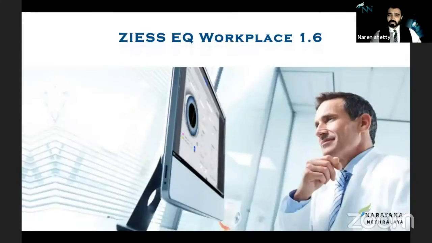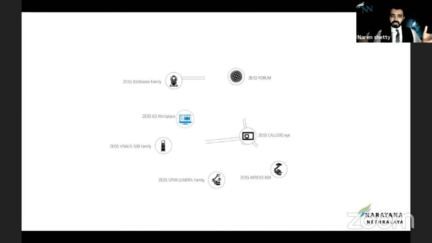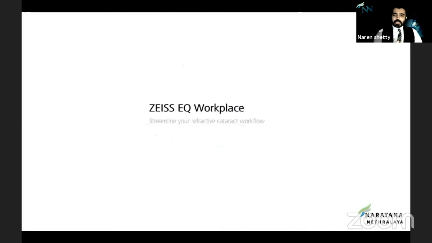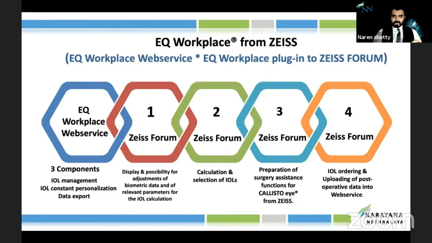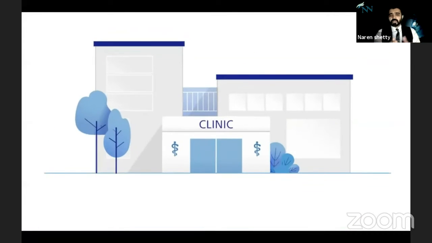This is where the Zeiss EQ Workplace comes into the picture. Basically, what it does is bring all the machines in your hospital onto one platform, the EQ Workplace. It does this through a wireless platform called FORUM and connects everything. Now let's look at what happens in the OPD.